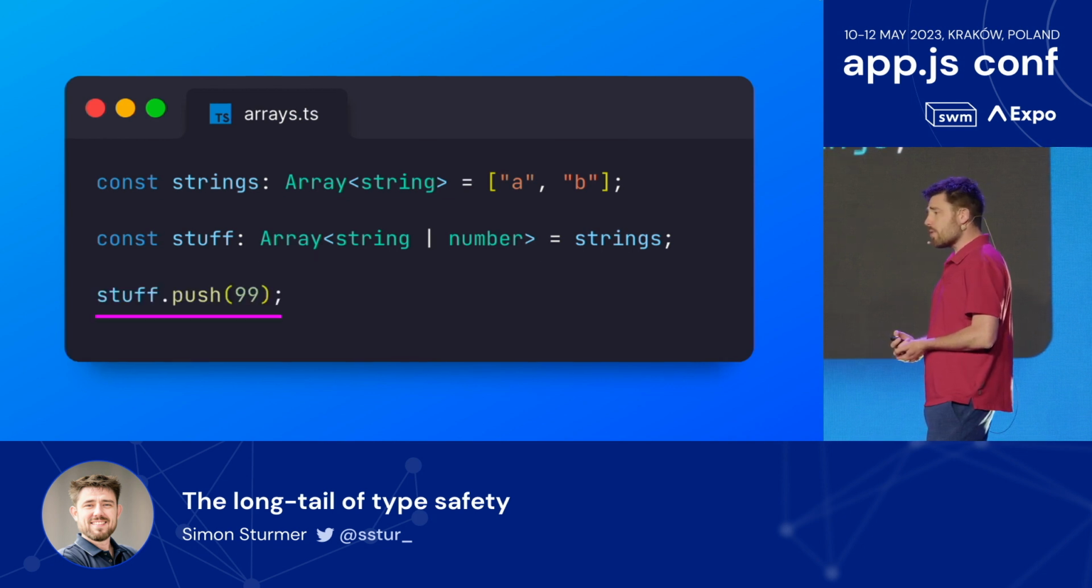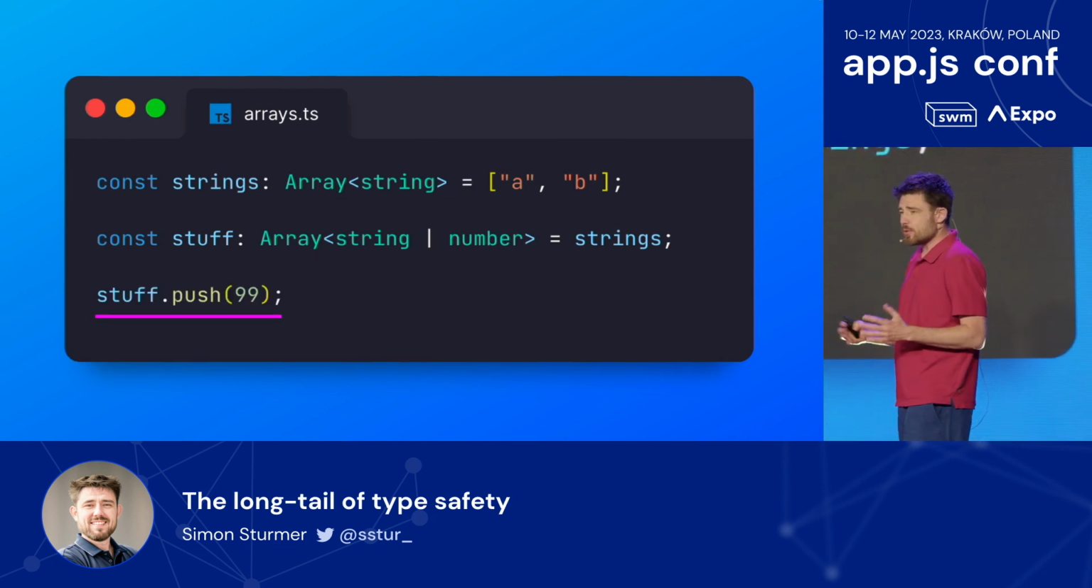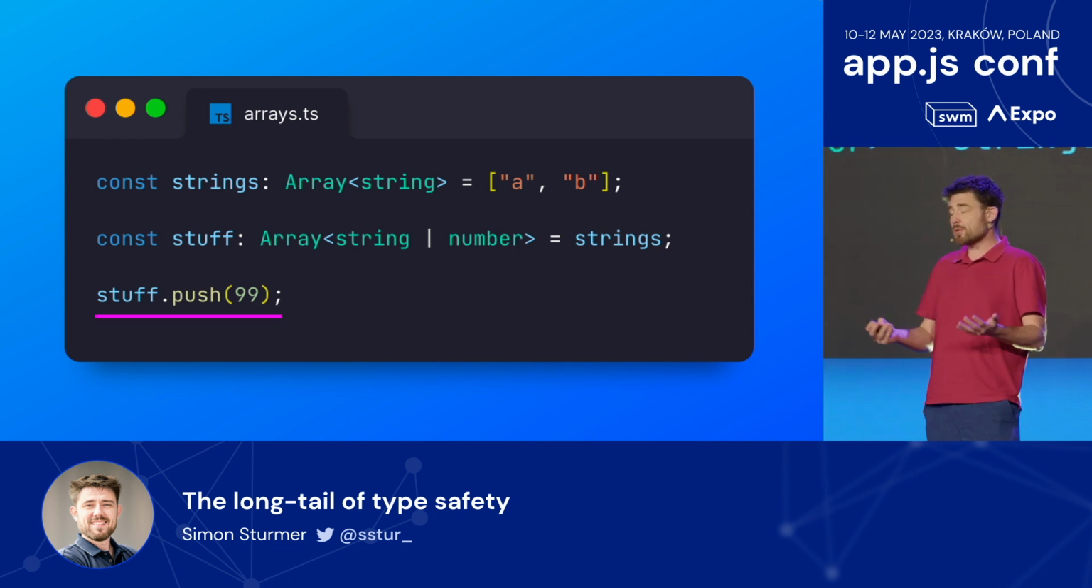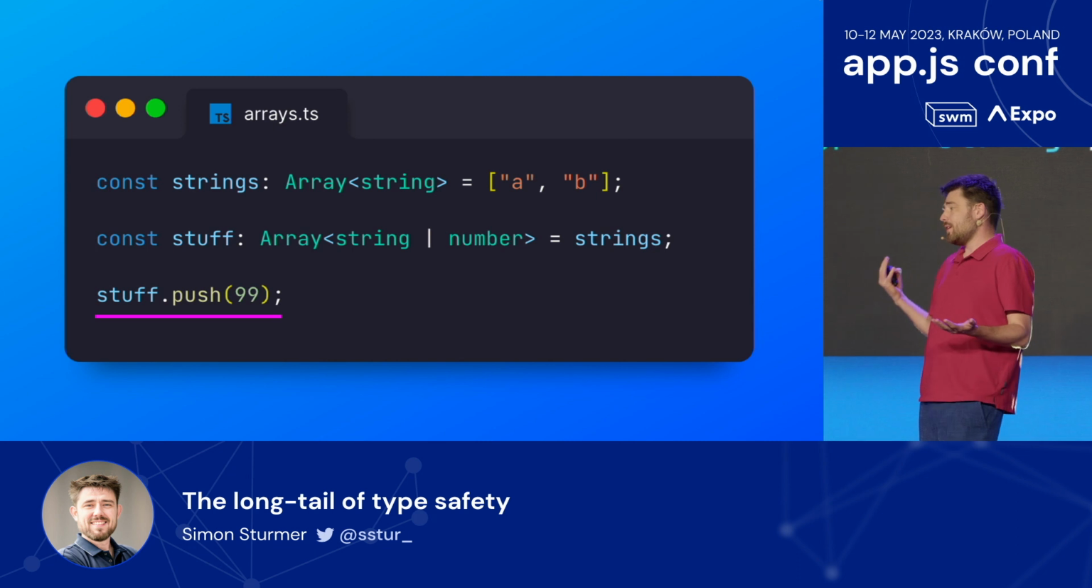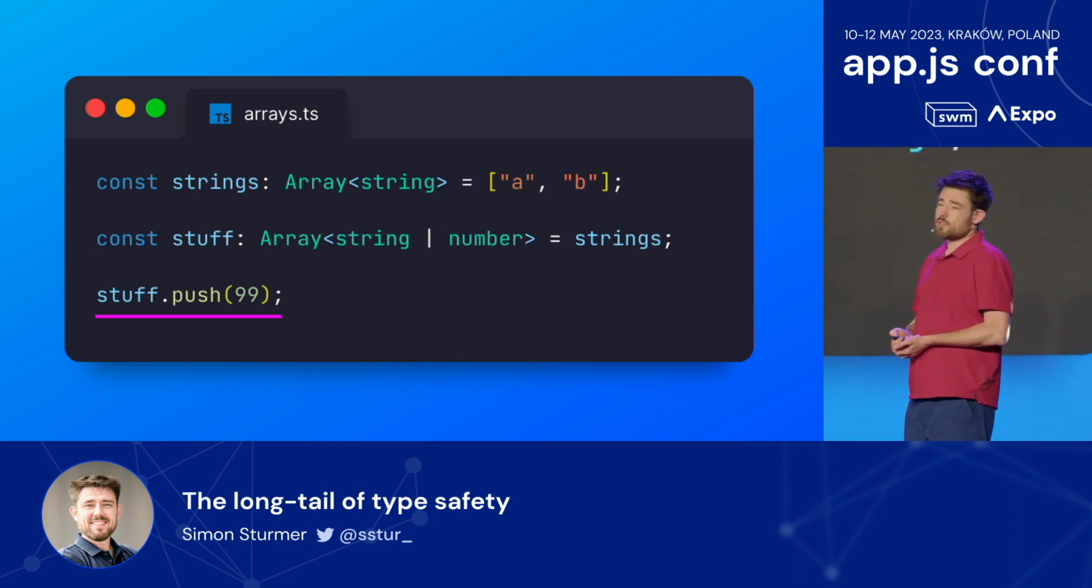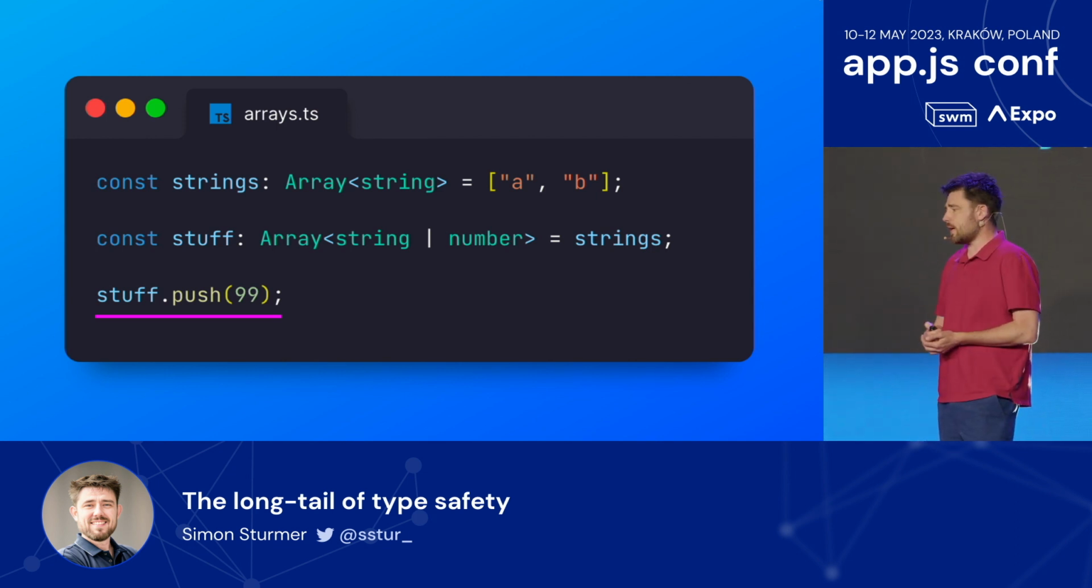But we have to remember that arrays are mutable in JavaScript. So as soon as we push something onto that array, we now have a number in our strings array, which is not type safe. And that, of course, could blow up at runtime. And TypeScript won't catch this, right? TypeScript doesn't really have any opinion about this code. It's totally fine. This passes.